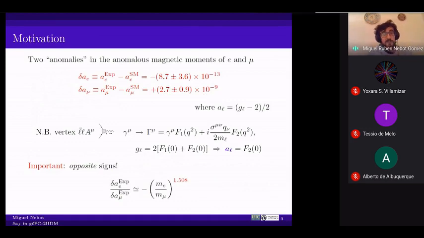So, well, what's the motivation? The motivation is that we have these two anomalies in the anomalous magnetic moments of the electron and the muon. By anomalies, we mean that the experimental value deviates from the standard model expectation in both cases at the level of 2 to 3 sigmas, which means that combining them, we are between 3 and 4. So if one just takes this as a hint of new physics, because the standard model is not able to explain that, well, one has to try to address what is going on.